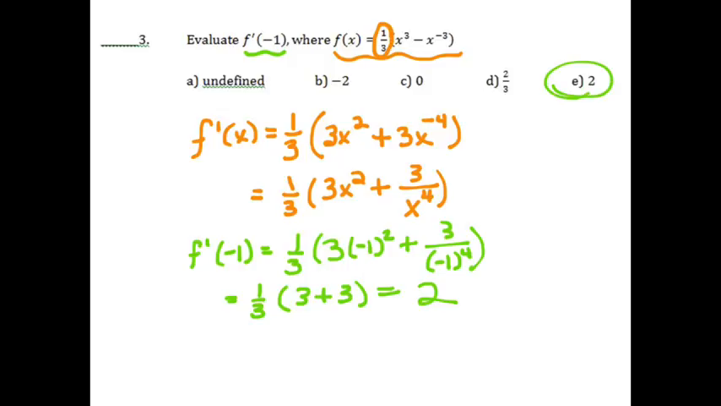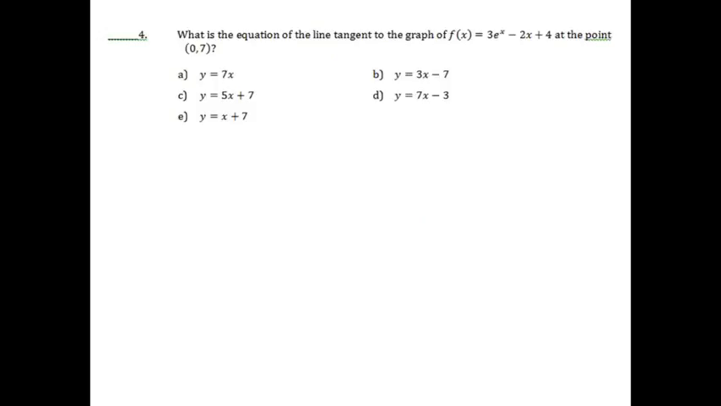Let's do one more on this video. Question number 4. What is the equation of the line tangent to the graph of this function? Now when we look at that function, you can ask yourself, what derivative rules do I need to use? Is this power, product, quotient, or chain? I don't see a product rule. I don't see quotient. I don't even see a chain rule. A little power rule there on the end, and then we're going to use our exponential rule for 3 times e to the x.